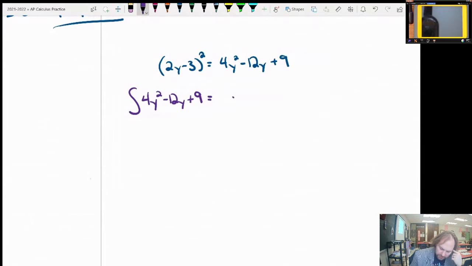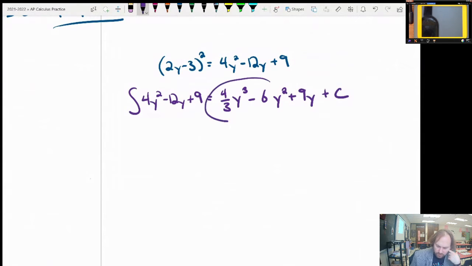We'll start with y to the third power. We'll have to do 4/3 in front. That will cancel out and leave just the 4. Next, we have minus, and y to the second power. Let's put a 6 in front. 2 times 6 will give us 12. And then we'll have a plus 9y, and then we'll make sure we put a plus C on the end of that. That will do the trick nicely.